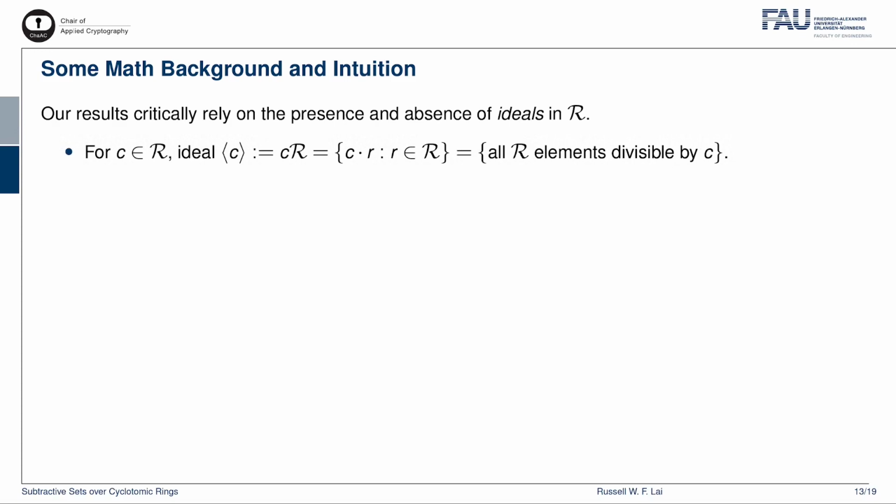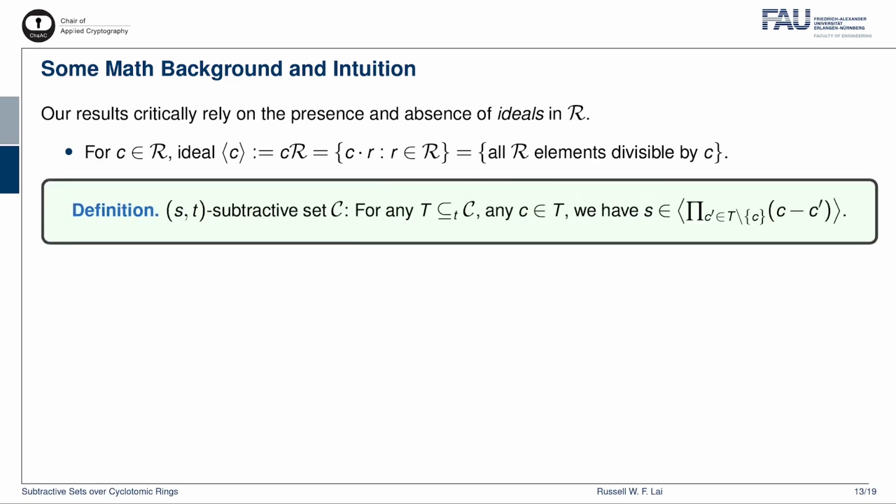For a ring element c, the ideal generated by c, written as bracket c, is the set of all ring elements which can be written as a product between c and another ring element. In other words, the ideal generated by c is the set of all ring elements divisible by c. Using the language of ideals, the definition of subtractive sets can be rewritten as follows. We say that a set C is subtractive if for any subset T of C and any element c in T, the slack s belongs to the ideal generated by the product of the differences between c and c prime for all c prime in T which is different from c.